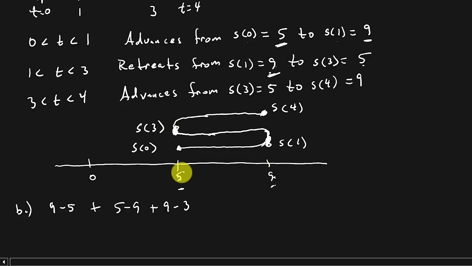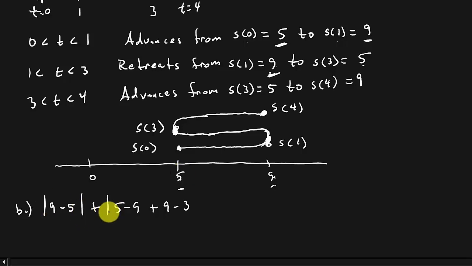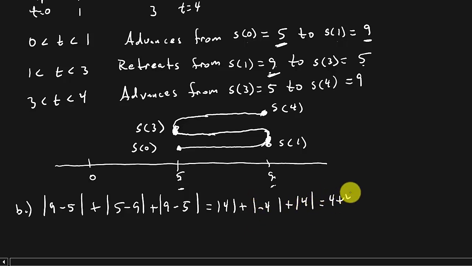Now remember, we're talking about the distance traveled, so we are going to have to take the absolute value of each of these, and this should be a 5 right here. And so that's going to be absolute value of 4 plus absolute value of negative 4 plus absolute value of 4, which is 4 plus 4 plus 4, which is equal to 12. Okay, so that's the total distance that it traveled.